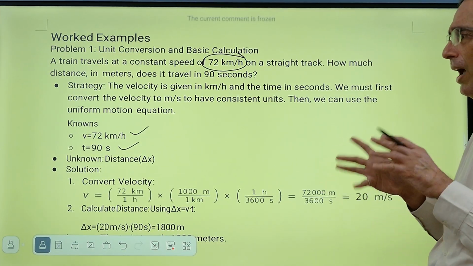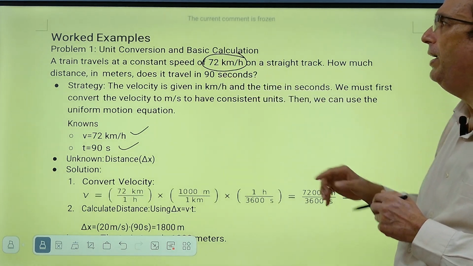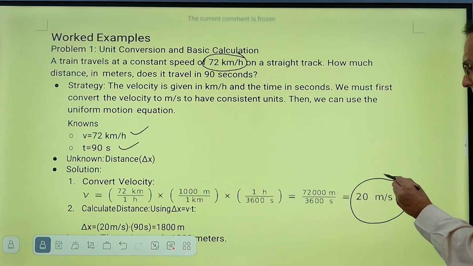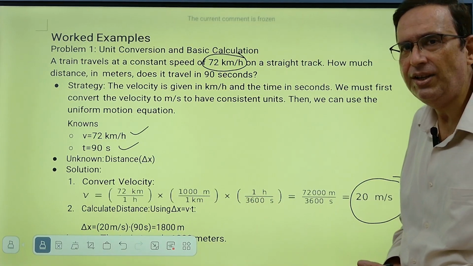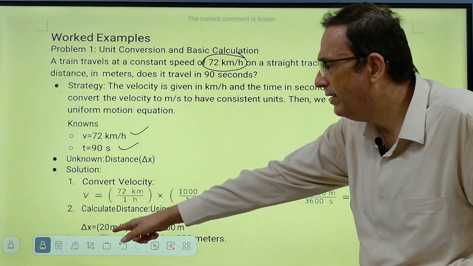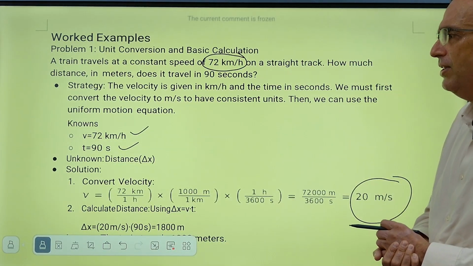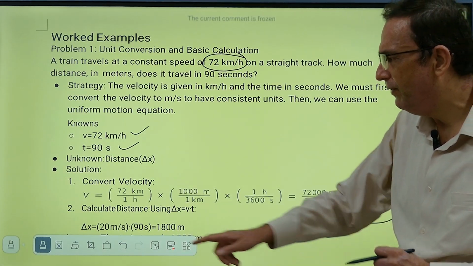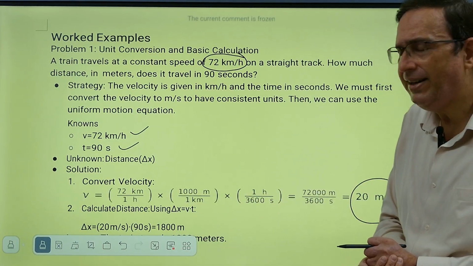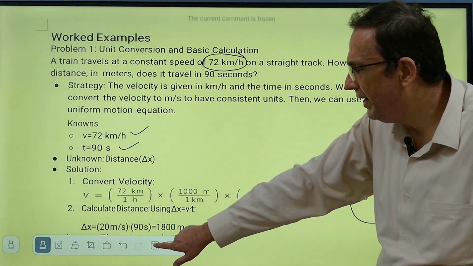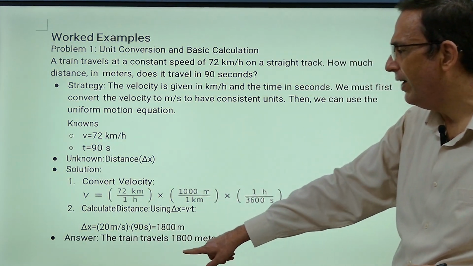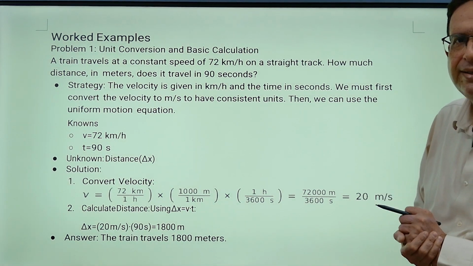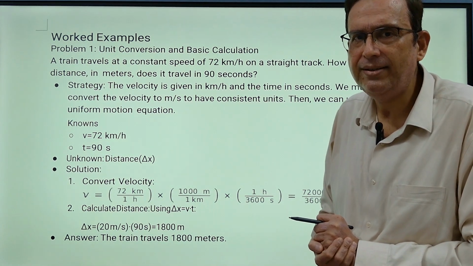Okay. So now you have found out the velocity, which was given to you as 72 kilometers per hour, but now you have converted it into meters per second. So you have changed the units. Now to calculate the displacement, you just take delta x, which is equal to velocity times time. So 20 meters per second times 90 seconds will give you 1800 meters. So simply stated, the train travels 1800 meters in that amount of time. In 90 seconds it travels 1800 meters.